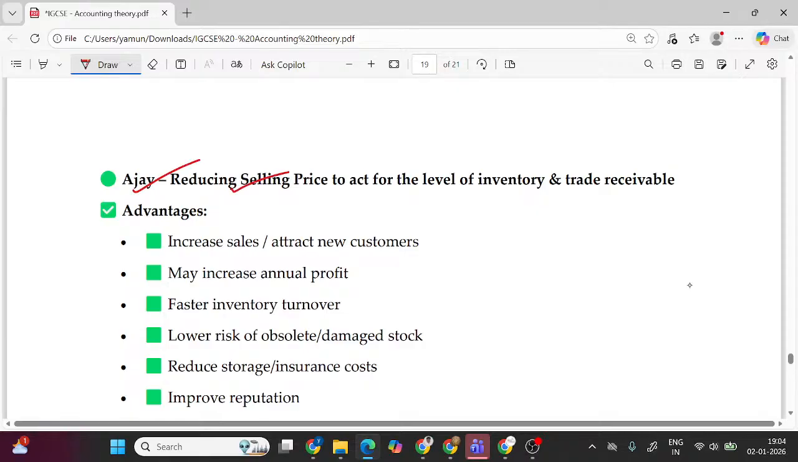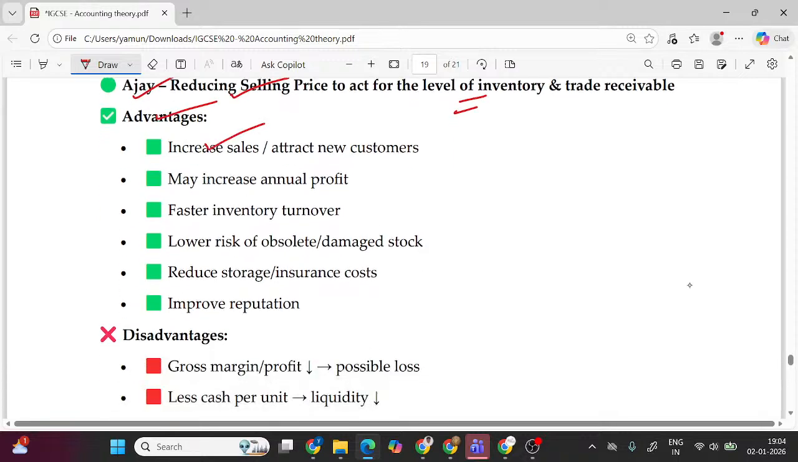Advantages of a realistic selling price: ample level of inventory and trade receivables. It can increase sales and new customers will be attracted. It may increase annual profit, give faster inventory turnover, lower the risk of accident or damage to stock, and reduce storage and insurance cost, and it will also improve reputation.